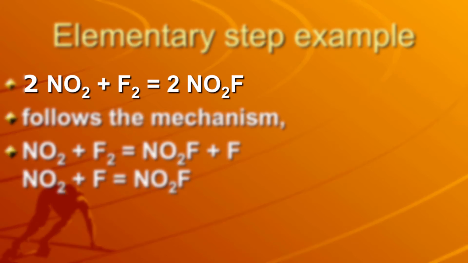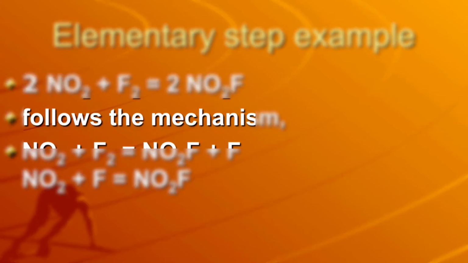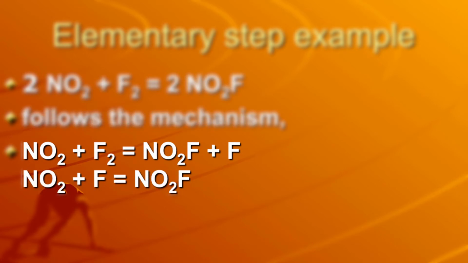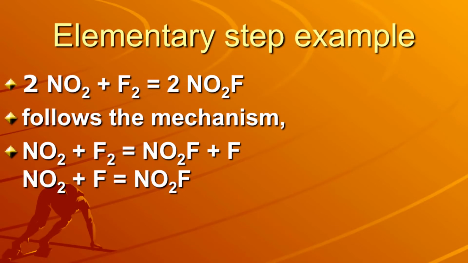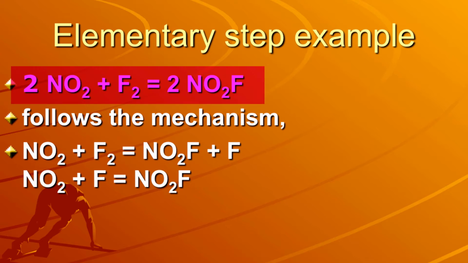We can break down this top equation into these simple steps. If you notice, all we're doing is taking F2 right here and breaking the fluorines apart. So in the first step, we combine the NO2 with F, and in the second step, we take the remaining F and combine it with the other NO2. Notice that the 2 elementary steps add up to the overall equation. This is very important. The 2 steps must add up to the overall equation.